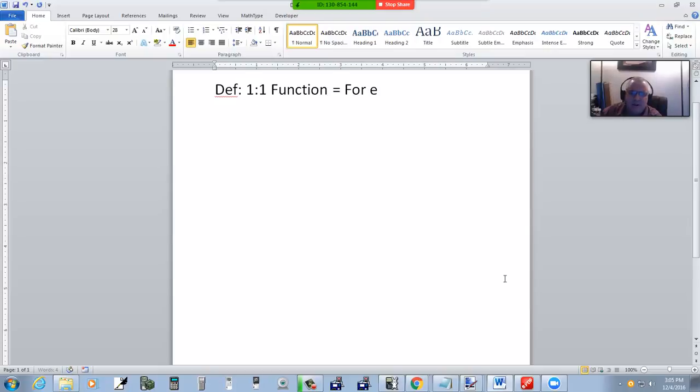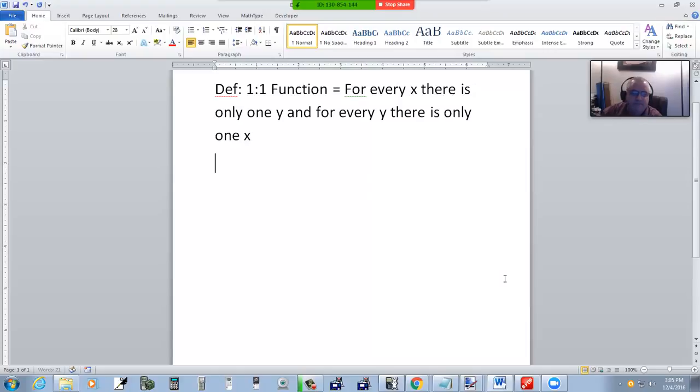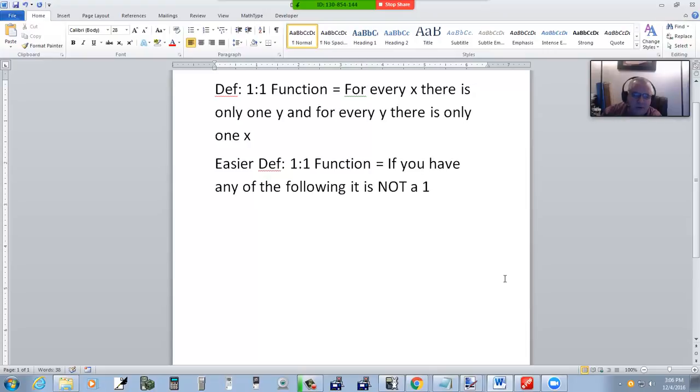It says, for every x, there is only one y, and for every y, there is only one x. That's a hard definition to work with, so we've got an easier definition. Our easier definition says, if you have any of the following, it is not a one-to-one function.